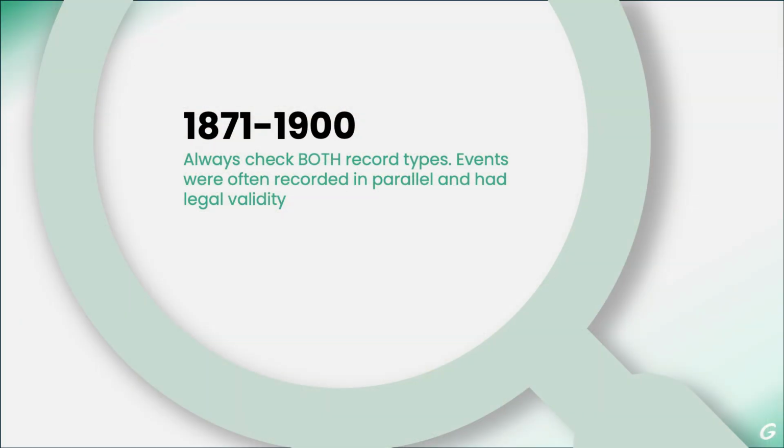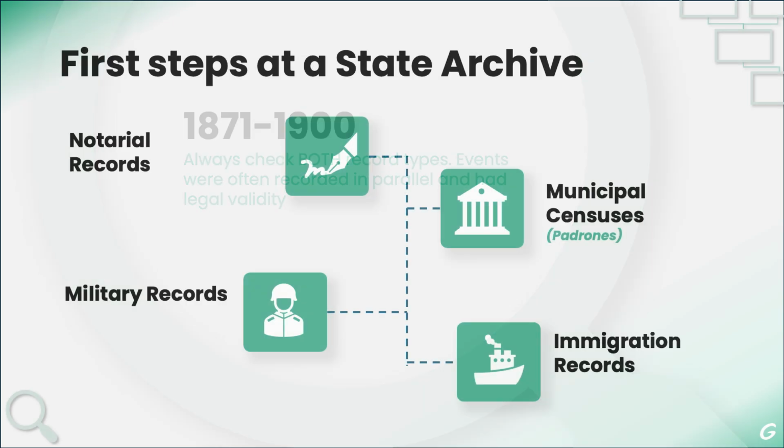Now, here's a pro tip that you've got to remember, because this trips up so many people. See that overlap period between 1871 and about 1900? For those years, you should always check both types of records. Why? Because a marriage in, say, 1880 could easily be recorded in the church and at the town hall. That means you get 2 shots at finding the record. It's a huge advantage.